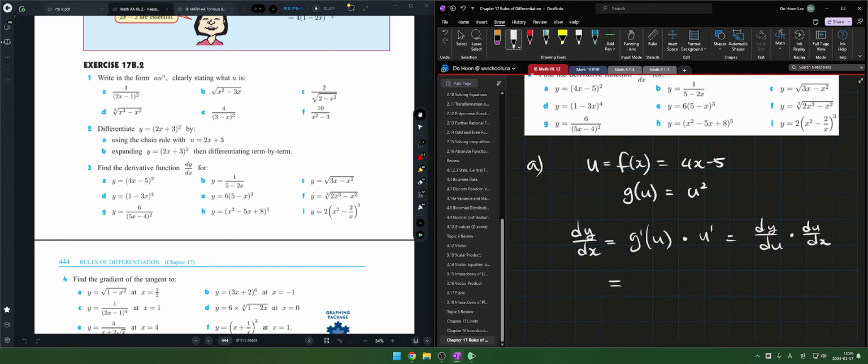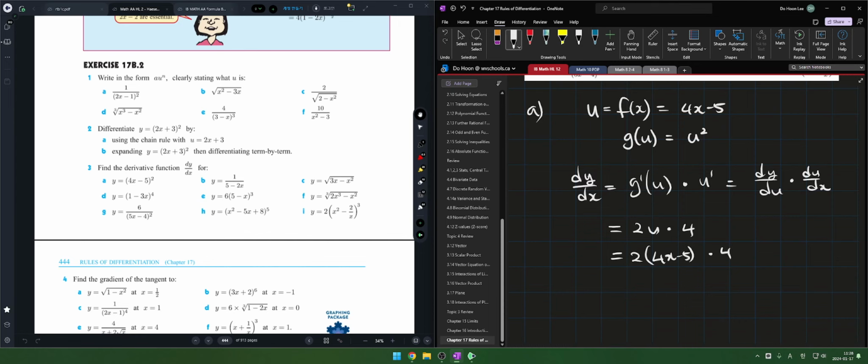Anyhow, what is the derivative of u squared? 2u times, what is u prime? It's quite easy, 4. What is u again? Replace u with 4x minus 5, so 2 times (4x minus 5) times 4, which is 8 times (4x minus 5), that's 32x minus 40.